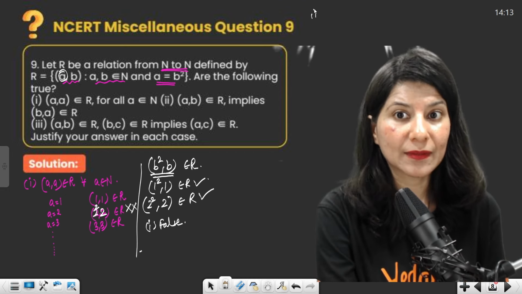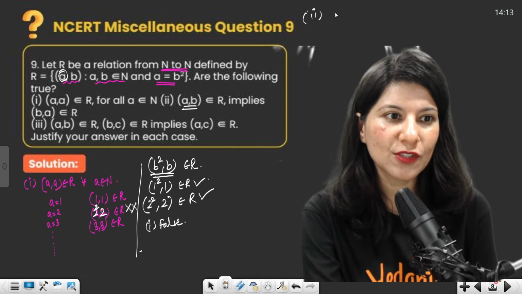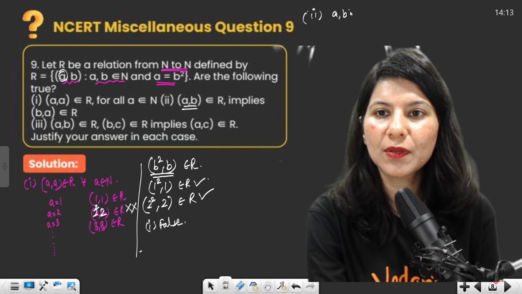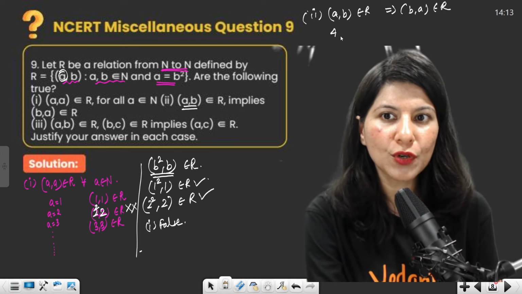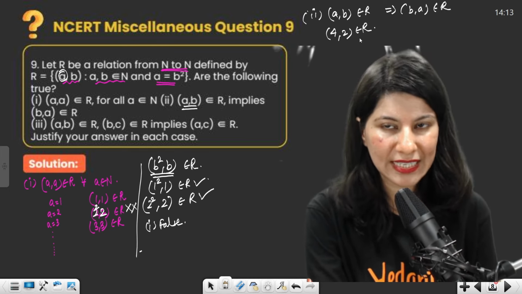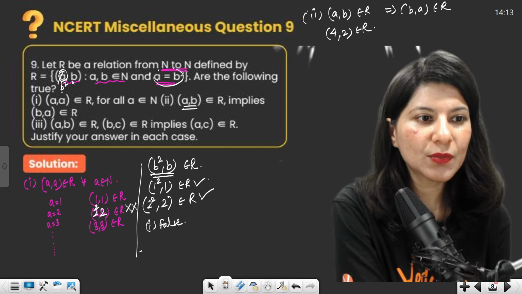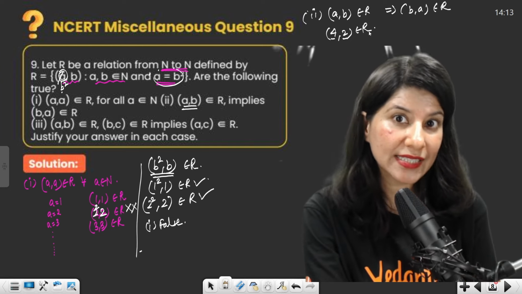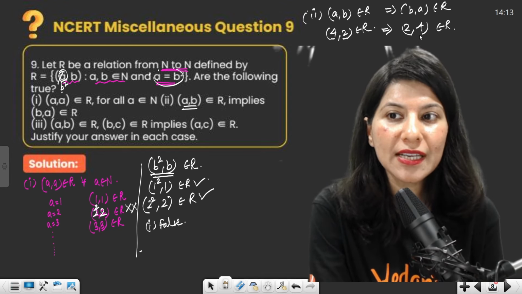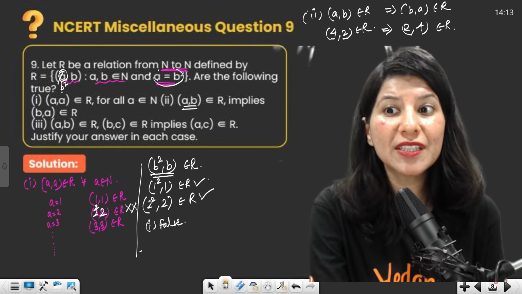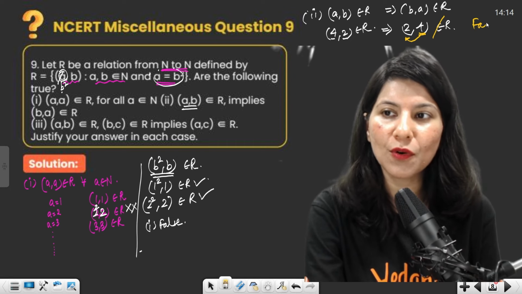Now second. Second says (a, b) belongs to R implies (b, a) belongs to R. Let us take an example. Does (4, 2) belong to R or not? Yes, because a = b², so (b², b), that means (2², 2) can sit inside R. Does this imply that (2, 4) also belongs to R? No, not at all, because the first element should be the square of the second element. So it does not imply, so this is also false.